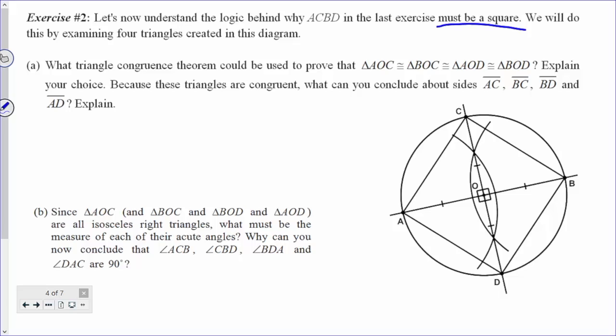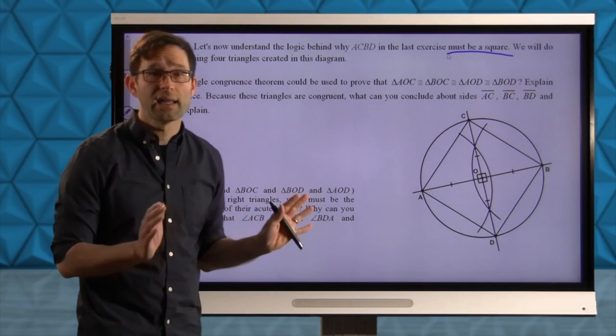So letter A says, what triangle congruence theorem could be used to prove that triangle AOC is congruent to triangle BOC, which is congruent to triangle AOD, which is congruent to triangle BOD? Explain your choice. Because these triangles are congruent, what can you conclude about the sides AC, BC, BD, and AD? Explain.